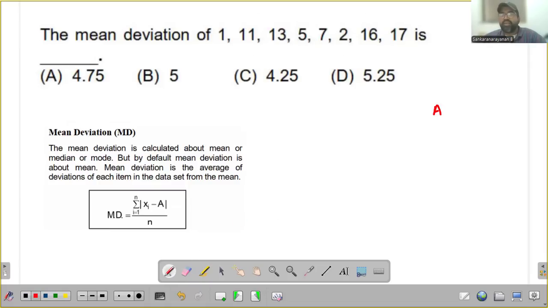So the arithmetic mean is equal to 72 by 8, and I can see that it is equal to 9. The arithmetic mean is 9.